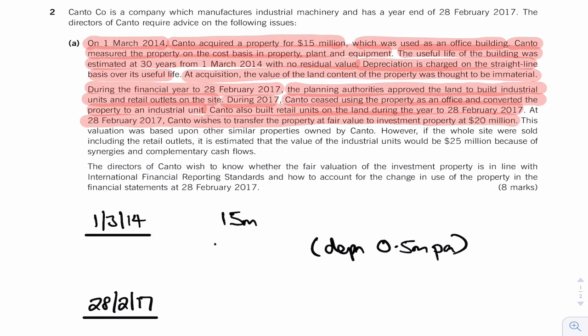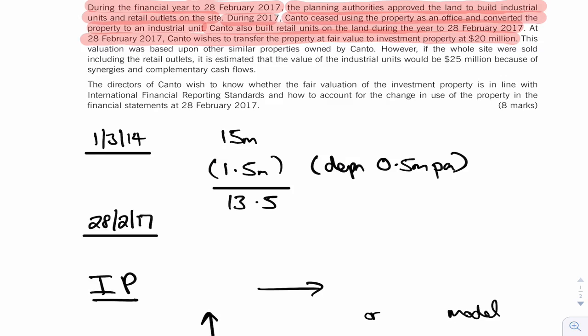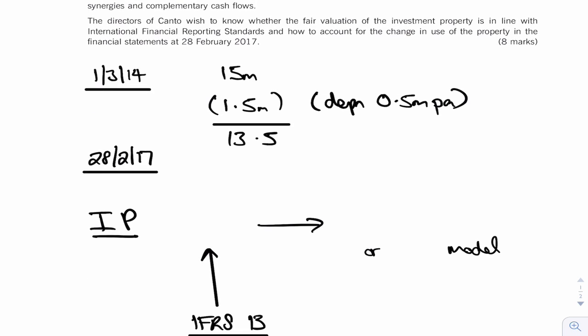So first of all, though, we need to depreciate it, don't we? So on the 28th of February 17, by then they'll have had 3 years worth of depreciation. So that would be, what, 13.5. And then they're saying they want to use it as an investment property. An investment property, remember, we go from fair value to fair value each year, the difference going to the income statement, or we use the cost model.